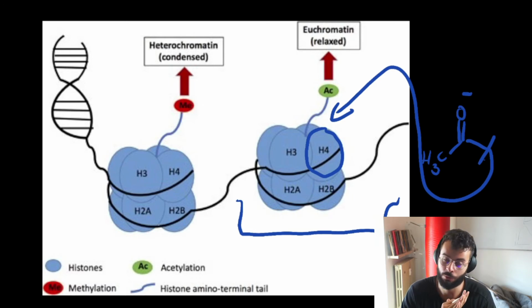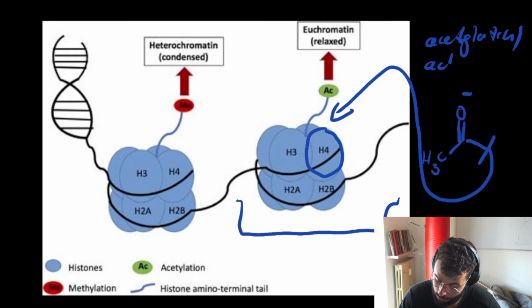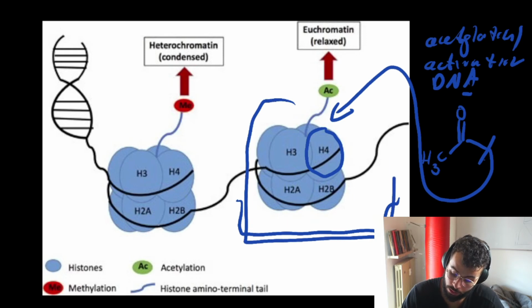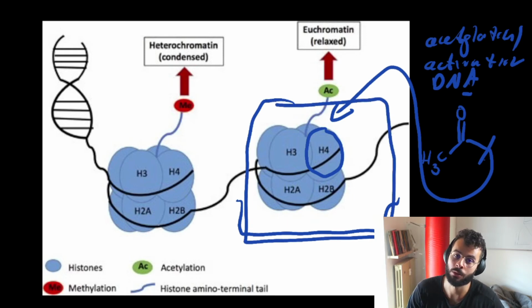We call this process acetylation, and I call it activation of the DNA area. So where you acetylate, where you put acetyl groups on the histones or the DNA itself, you are causing a more relaxed state and a more free form of the DNA. On the other hand, if you want to create a more dense, condensed chromatin, and you don't want to allow transcription, you want to mute this section of the DNA, you're going to put a methyl group.